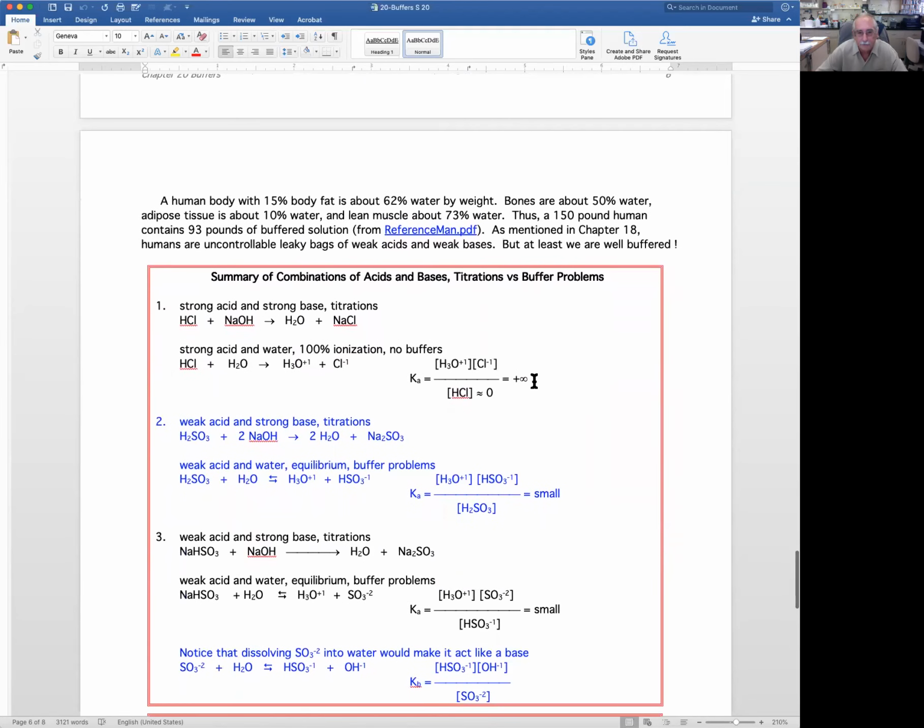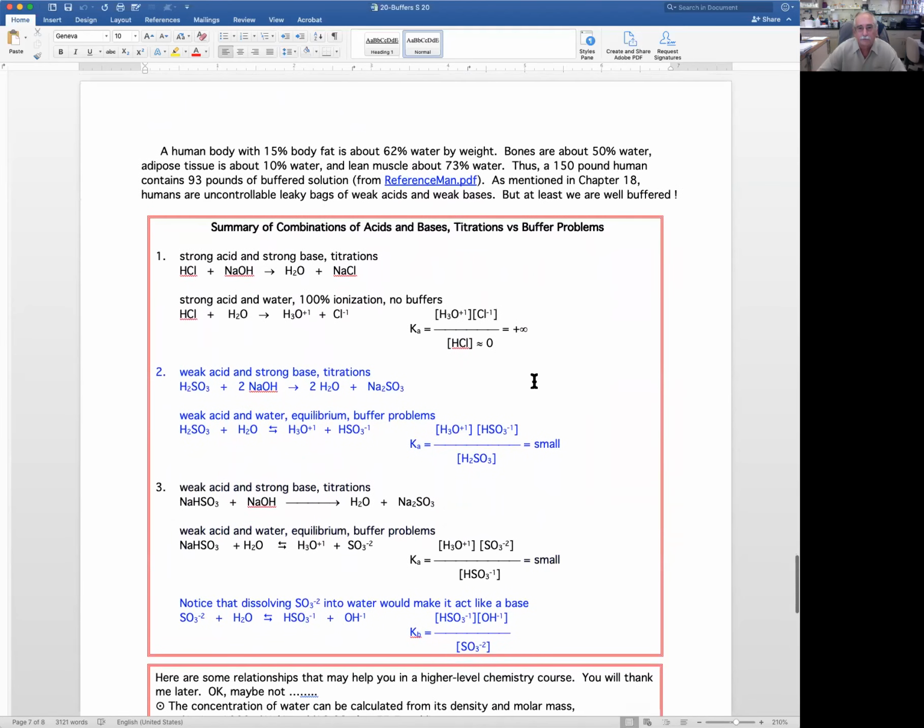So the human body, say it has about 15% body fat, is about 62% water by weight. So it's kind of surprising when you look. Bones are about 50% by mass water, adipose tissue about 10%, lean muscle about 73%. A 150-pound person has about 93 pounds of buffered solution.